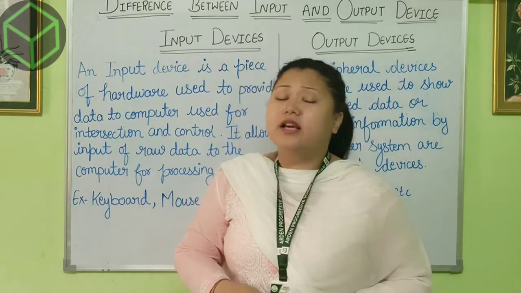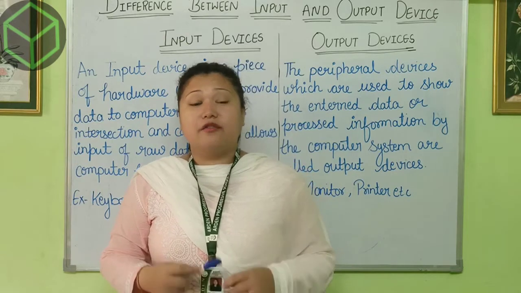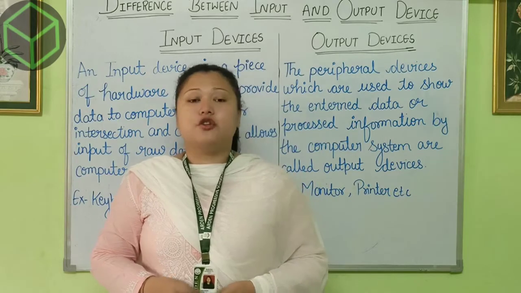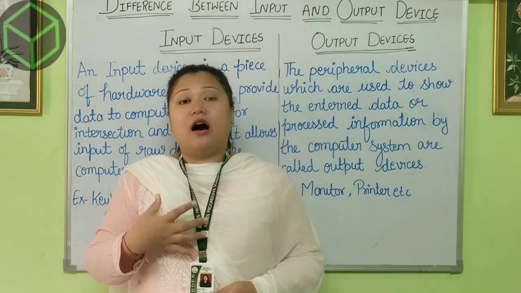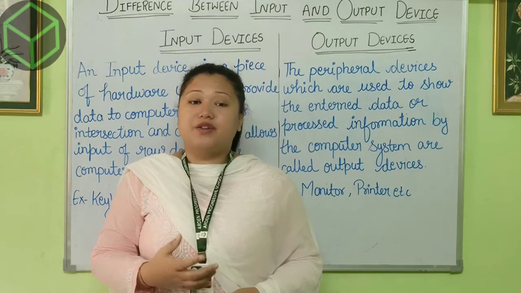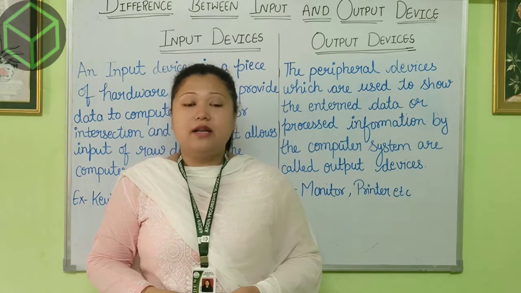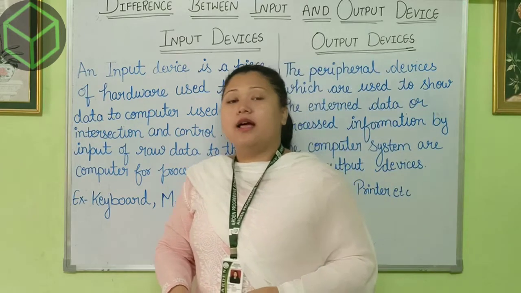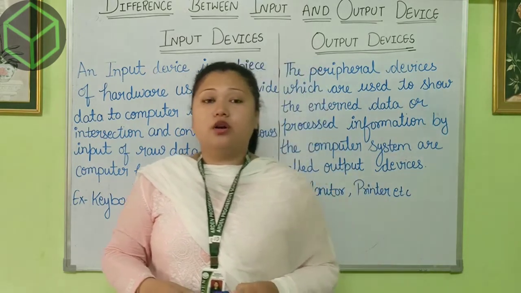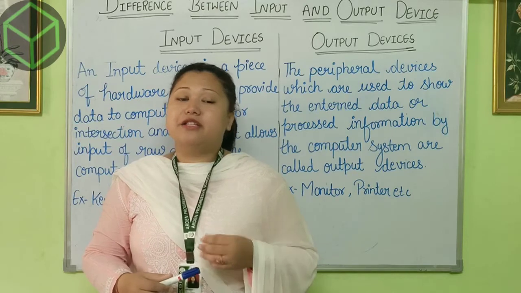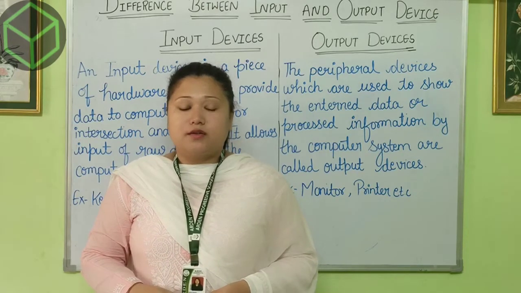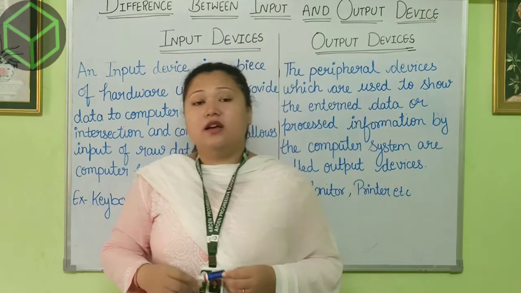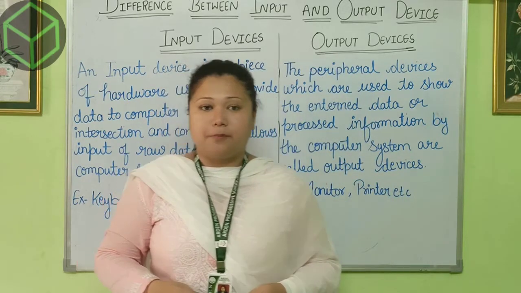So basically input devices are those devices which help us to give instructions to the computer, which help us to share our problem or some instruction data with the computer, right? So examples of input devices are keyboard and mouse. Like we use a keyboard to type and give instructions to the computer. In the same way we use a mouse to point at any data in a computer system.